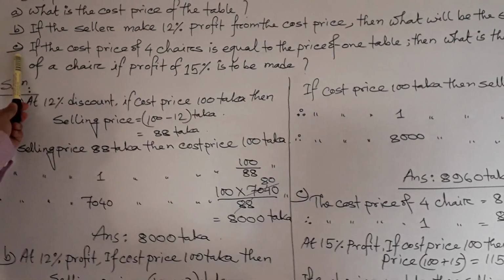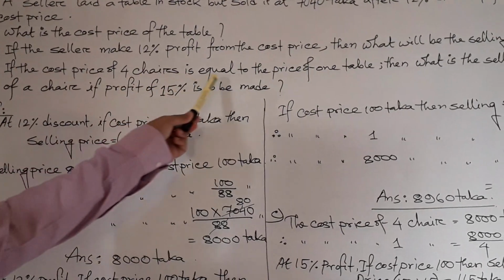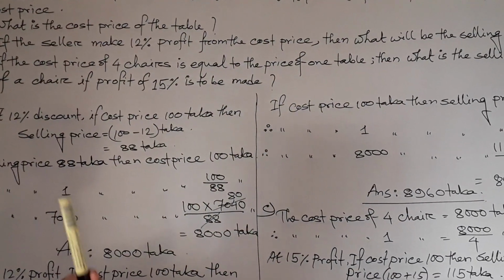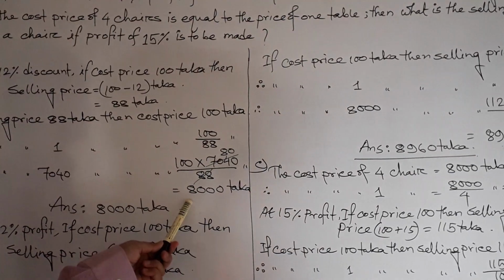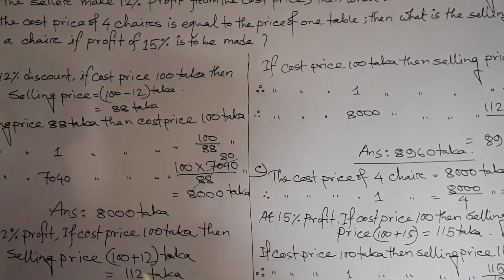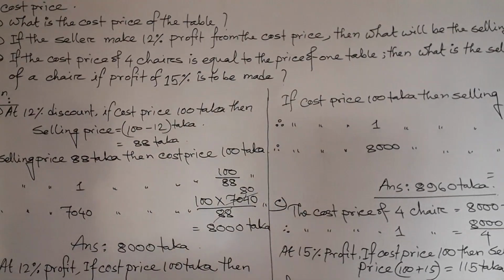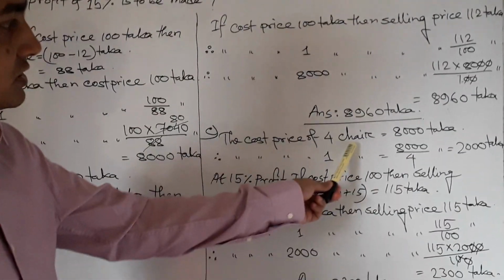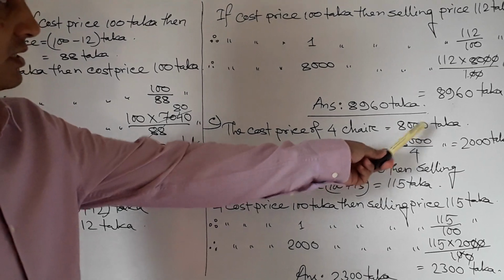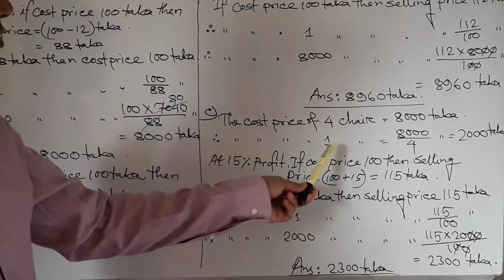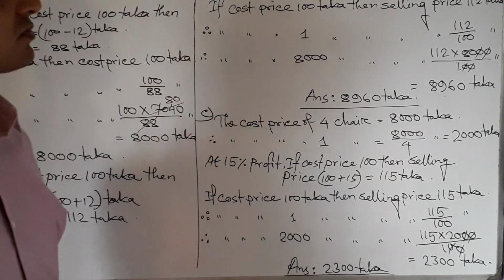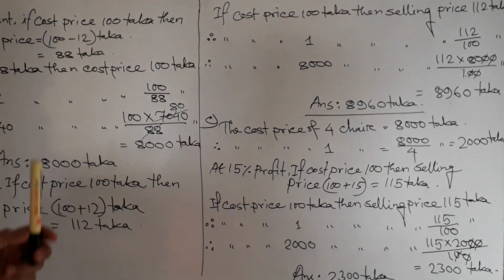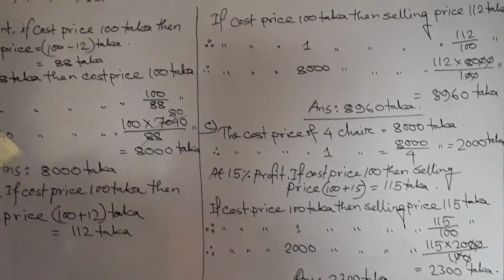Now question number C. If the cost price of 4 shares is equal to the price of one table. Now the cost price of one table is 8,000 taka. Then 8,000 taka is equal to the cost price of 4 shares. So we write down the cost price of 4 shares equals 8,000 taka. Now the cost price of one share, 8,000 divided by 4, that is 2,000 taka. Then 2,000 taka is the cost price of one share.